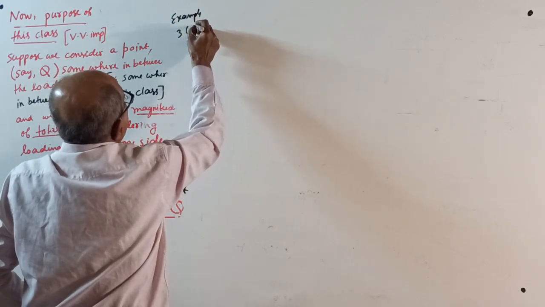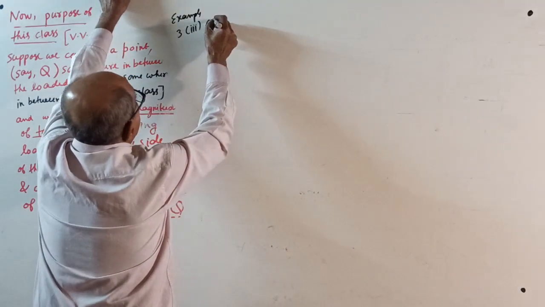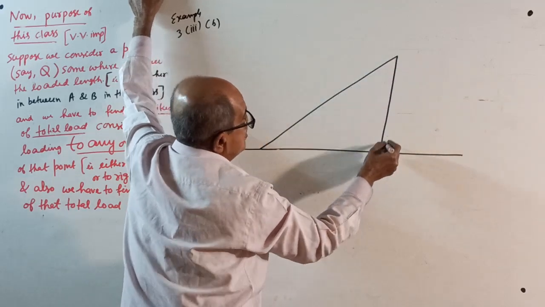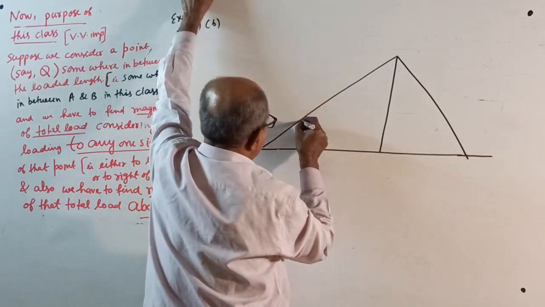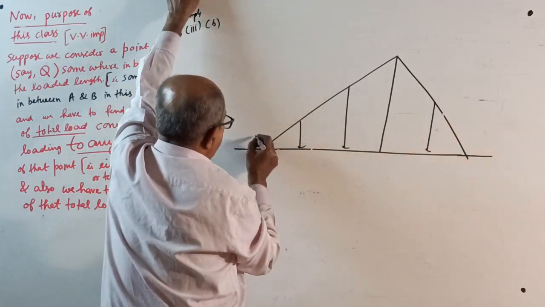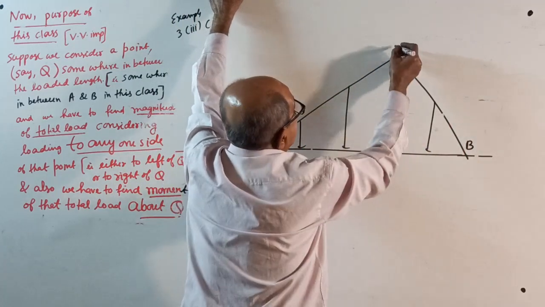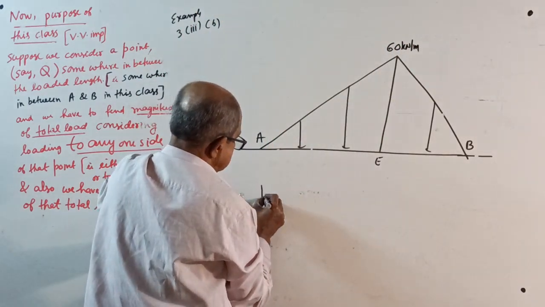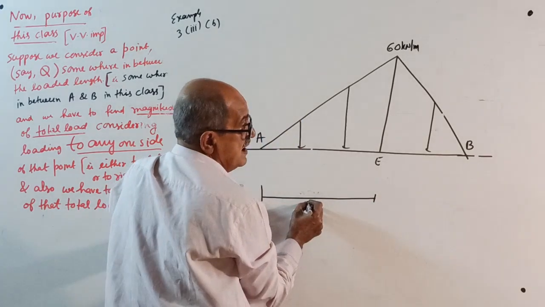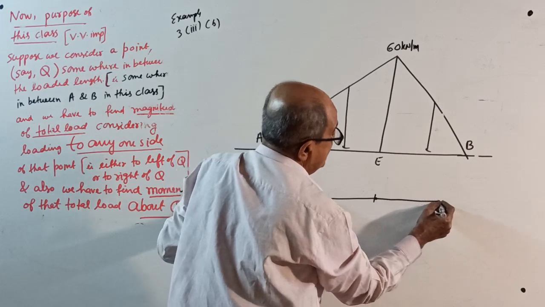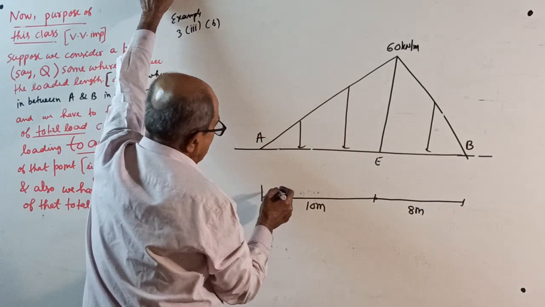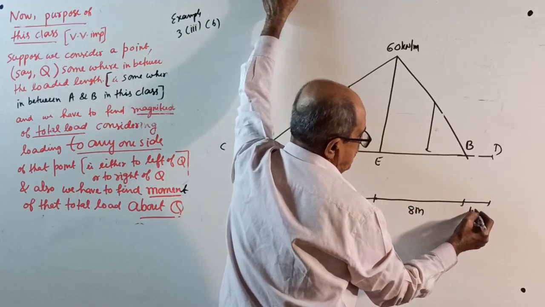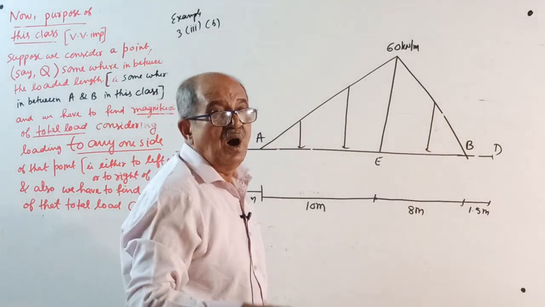Example 3, correct? Case 1, case 2, correct. And B question. See, direct answer. Now, this side is more, this side is lesser. Now, this is A, this is B, this is E, and I'll take a round number, easy to calculate, 60 kilonewton per meter. This base length I will take 10 meter. This base length I will take 8 meter. And okay, this is the road. A point C here at 2 meters from here and a point D here at 1.5 meters from here. Okay, start.